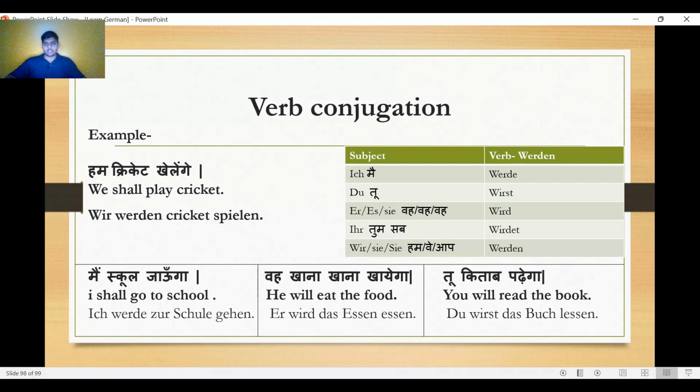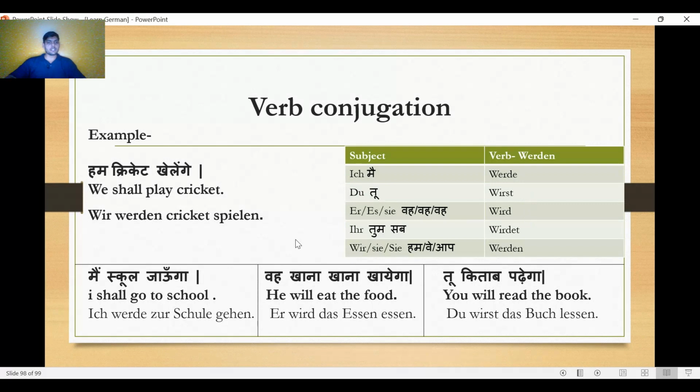Okay, so you notice here we use the same rule which we have used in the present tense. If the subject is ich, meaning I, at that time we added an -e. If the subject is du, we added -st. If the subject is er, as he, we added nothing. If the subject is ihr, at that time we have added a -t. Okay, so the same rule we have followed in future sentences also.